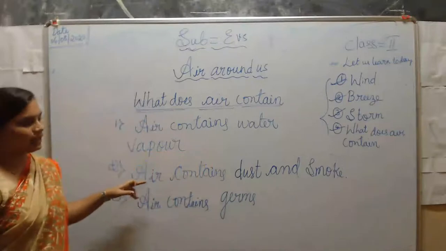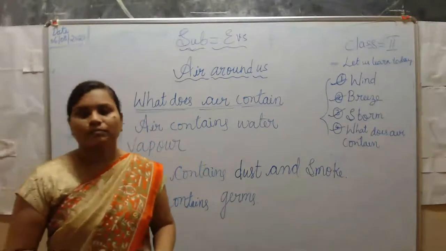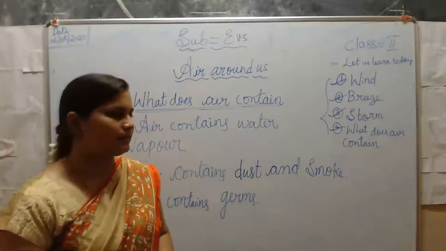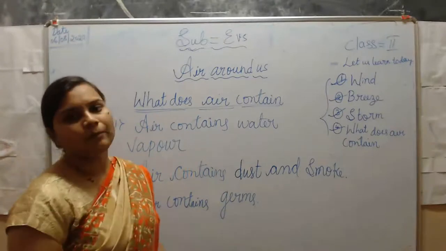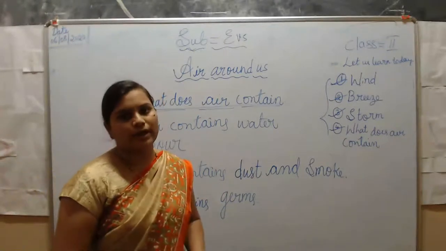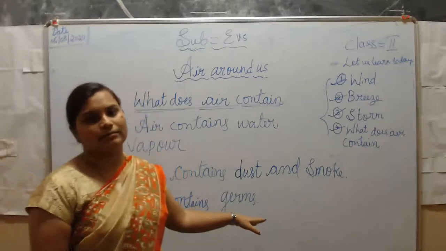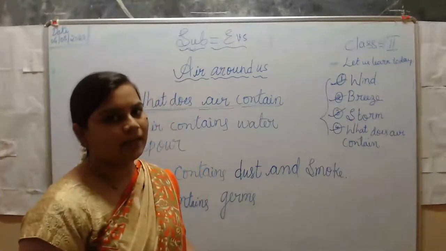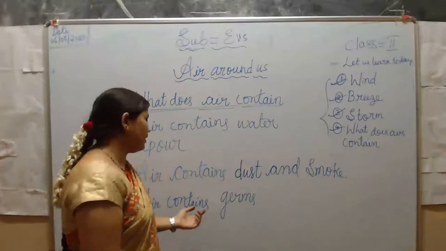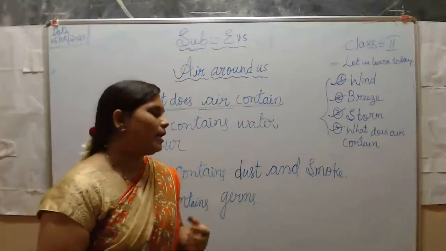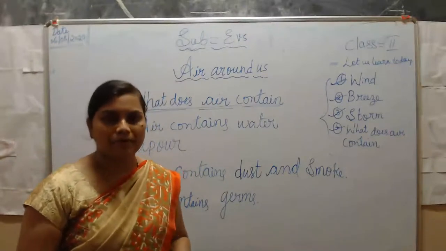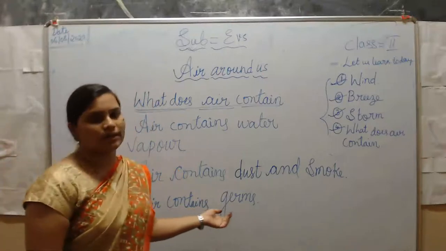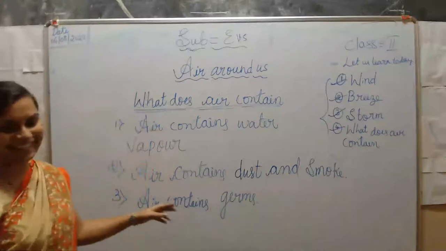Next, air contains dust and smoke. Smoke comes out from factories and vehicles. It mixes into the air and the air becomes polluted. Next, air contains germs. When a sick person sneezes, the germs mix with the air. When we take that air inside, we also become sick and may fall ill because of germs in the air. Air contains germs.